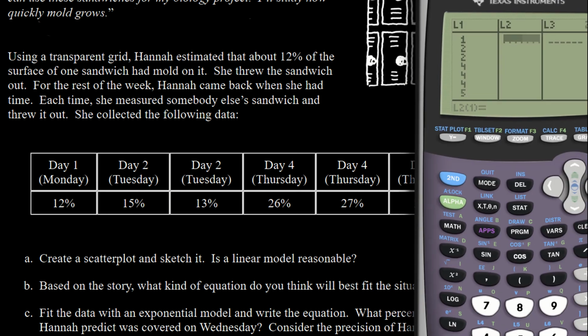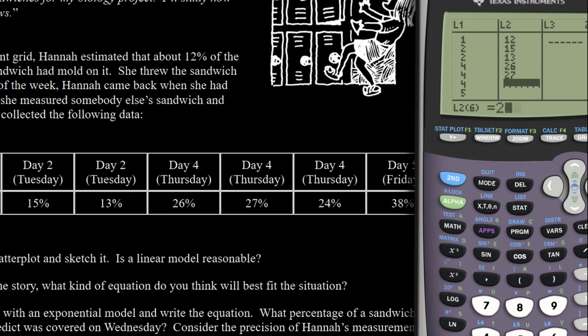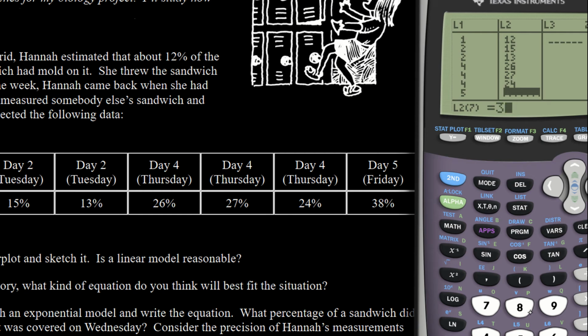And then let's get the percents, the corresponding y values that go with those x values. So the first one is 12%, and I'm just going to say y's are expressed as a percent, so I'm just going to use whole numbers. So I've got 12, I've got 15, I've got 13 also on day 2, and then I've got 26, 27, 24. And then on our last day, day 5, we've got 38%.